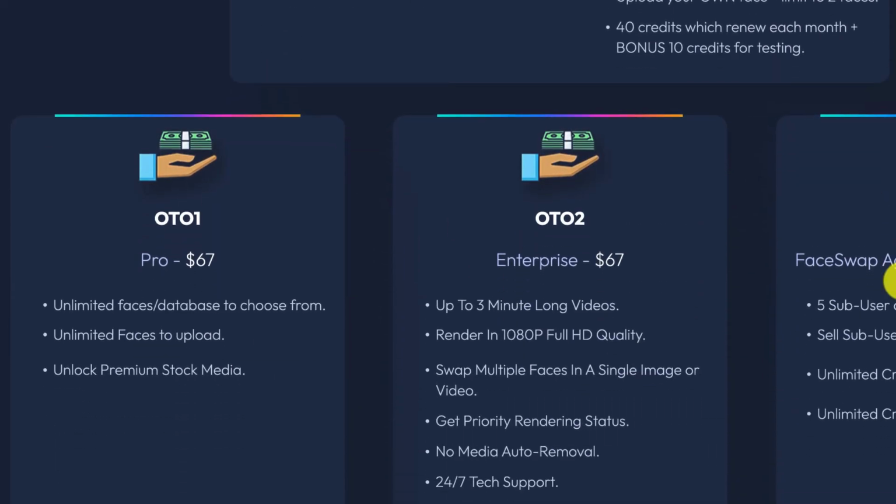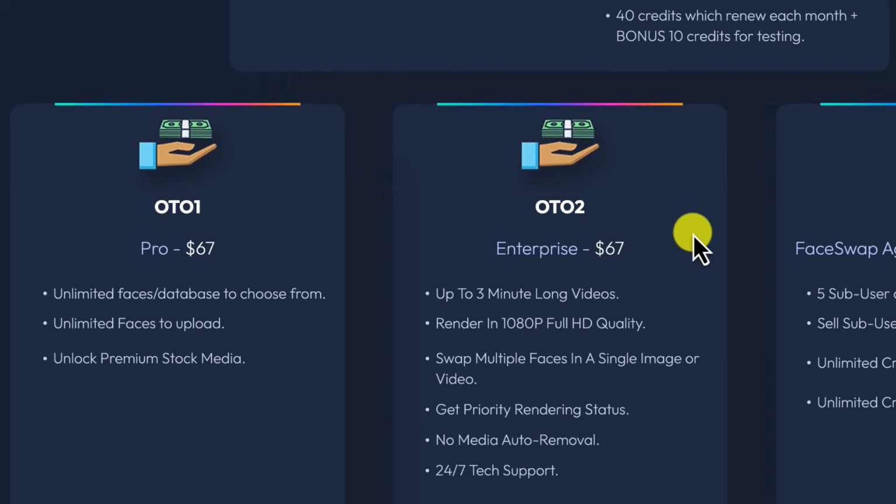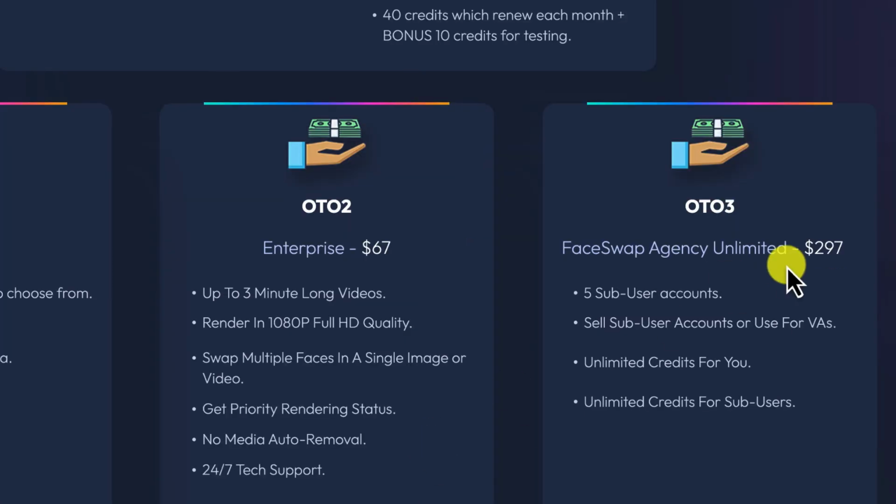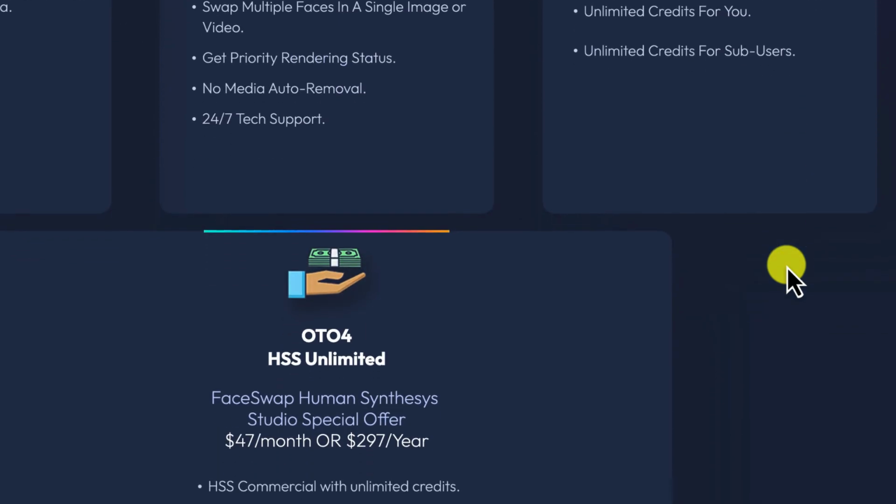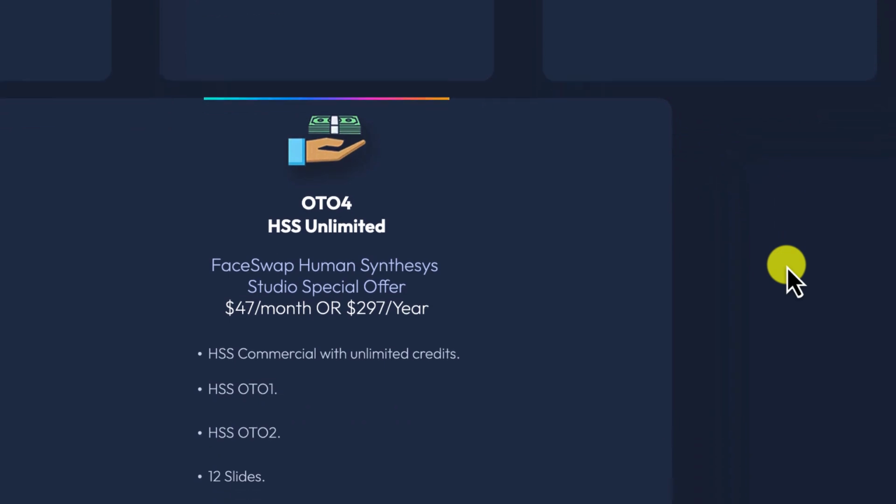Now, OTO number 1 is the Pro version going for $67 one time, and this is what you receive with it. OTO 2 is the Enterprise level going for $67 one time. And with that, you can edit 3-minute long videos. And it comes with 24/7 tech support as well. And OTO 3 is FaceSwap Agency Unlimited, going for $297 one time. And finally is the OTO 4 HSS Unlimited or Human Synthesis Studio Unlimited, going for either $47 per month or $297 per year.